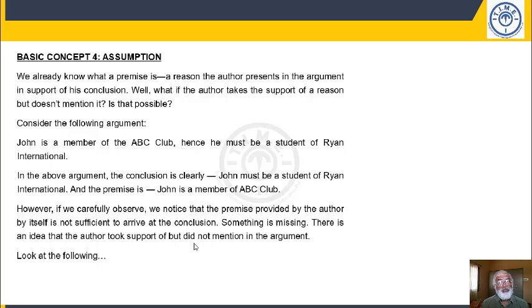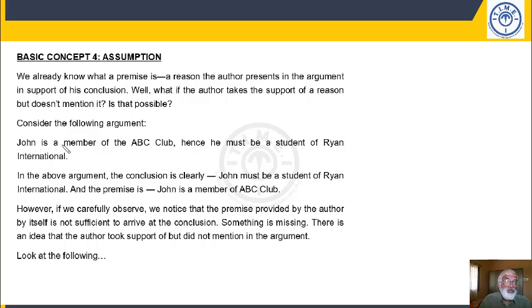So what does it mean? It means that there's an intermediate statement that says that every student of Ryan International is asked to join ABC club. So every student of Ryan International is asked to join ABC club, and only with that statement can you actually arrive at the conclusion that you do. So you realize the premise provided alone is not sufficient, but the one that we just mentioned, that every student of Ryan International is asked to join ABC club, is the assumption then. It is also something that the author uses to be able to say, therefore, since he is a member of ABC club, he must be a student of Ryan International.